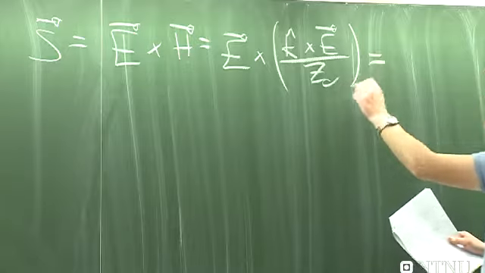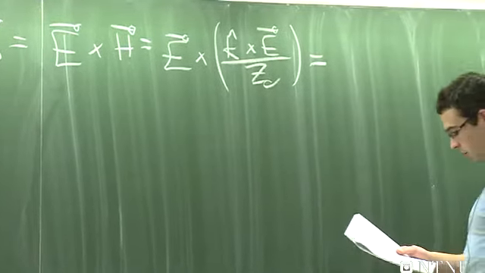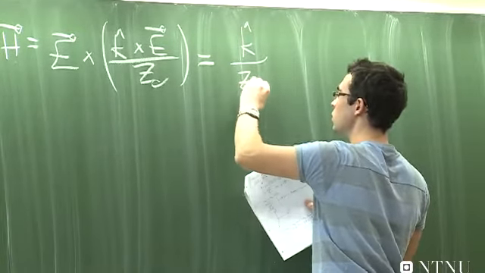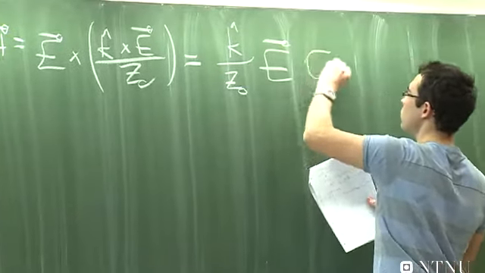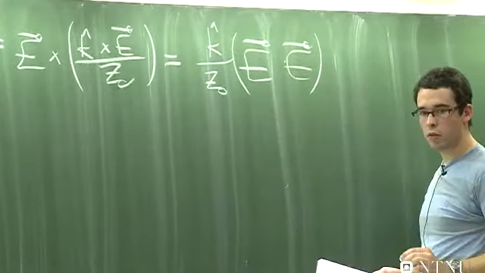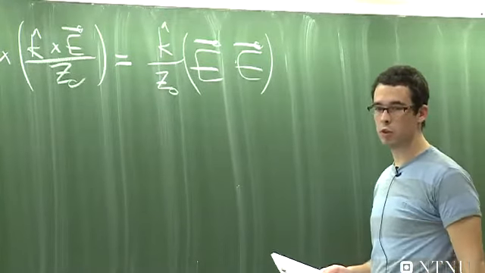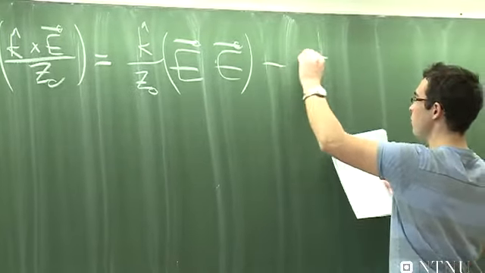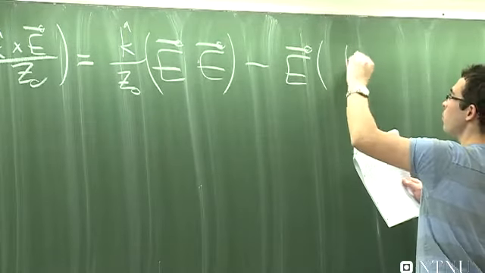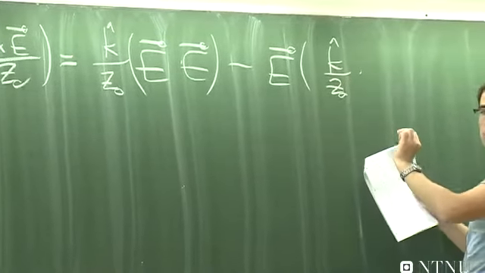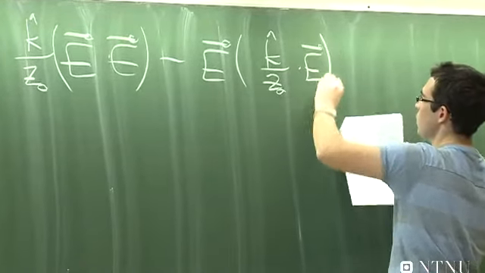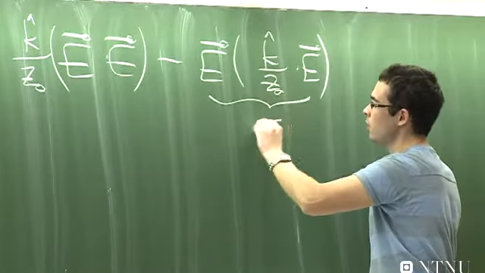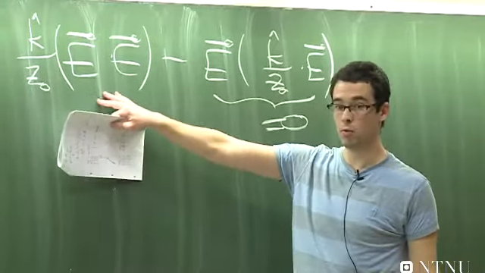And I can rewrite this. Of course, I use the Levi-Civita tensor. I'm not going to go through the math, but it turns out that it's k hat over Z naught times E dot E. That is E squared, which looks remarkably similar to the energy density in vacuum of the electric field, sorry, and minus a term that's proportional to k hat dot E. Fortunately, we know that k is orthogonal to E, meaning that this whole thing is equal to 0, so we're left with this term for the Poynting vector.